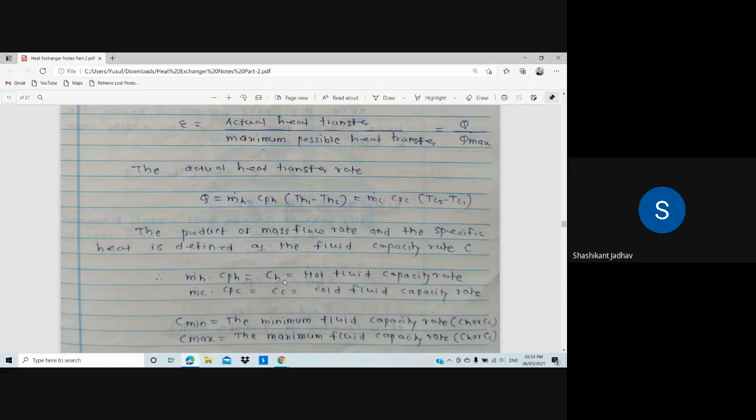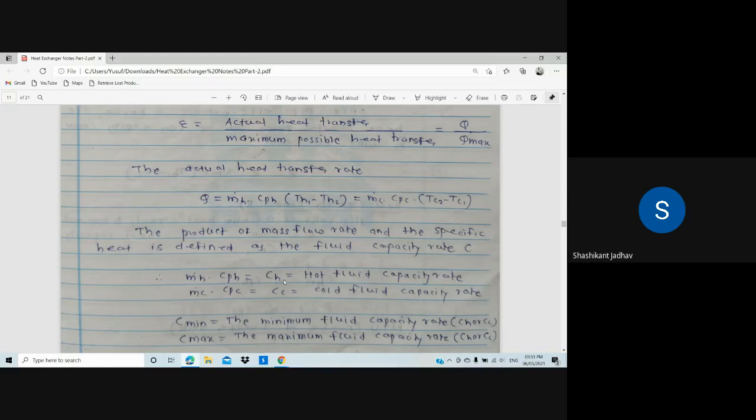Specific heat notation will be small c, and heat capacity will be in capital C. Already we have discussed this, remember. So the product of mass flow rate and specific heat is defined as the fluid capacity rate. Therefore we write m dot h into Cph is equal to Ch. m dot h means the mass flow rate of the hot fluid, Cph means the specific heat of the hot fluid. The product of these two is the fluid capacity, that is, the hot fluid capacity rate. So capital CH is nothing but the hot fluid capacity rate.